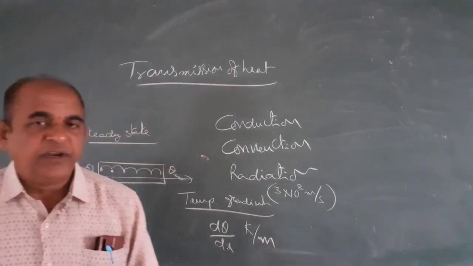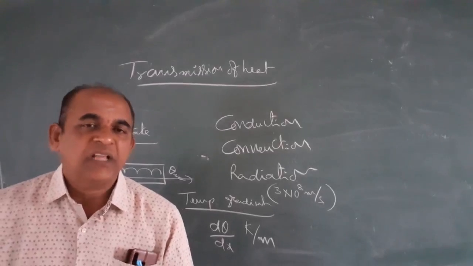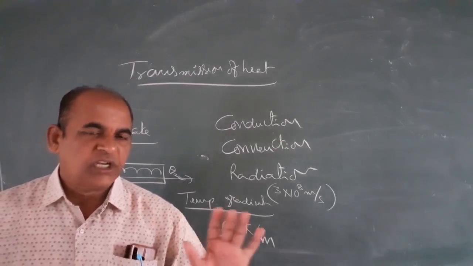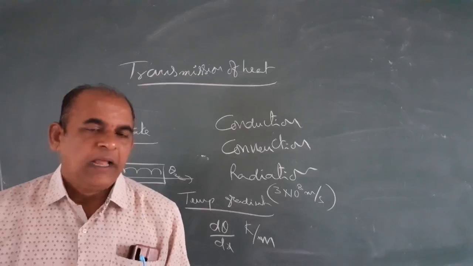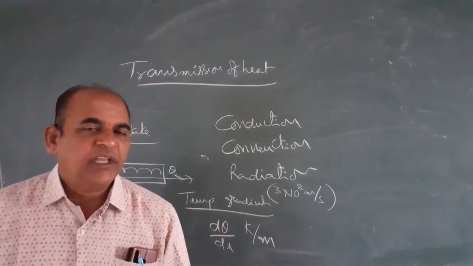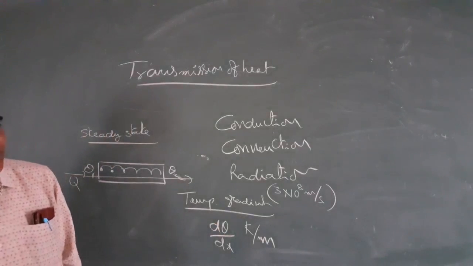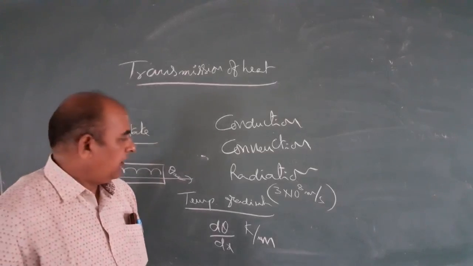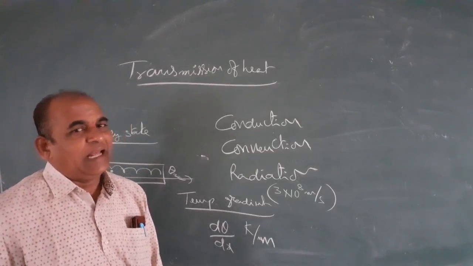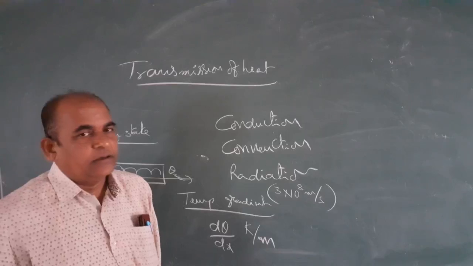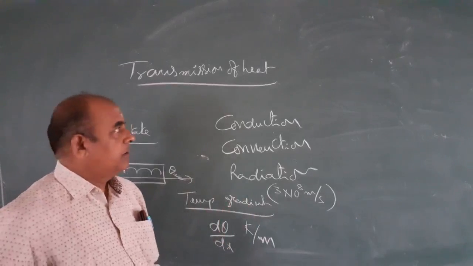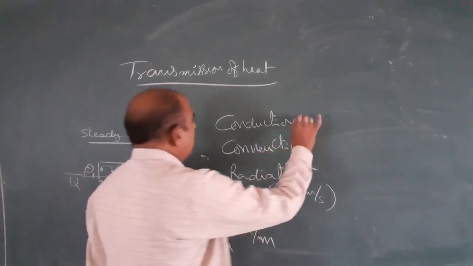We have temperature gradient, pressure gradient, velocity gradient, potential gradient. Potential gradient means potential difference by length. Temperature gradient, temperature difference by length. Velocity gradient, change in velocity by length. And pressure gradient, pressure difference by length. So by length is called gradient. Okay, so temperature gradient is constant. So now we are going to study about conduction.